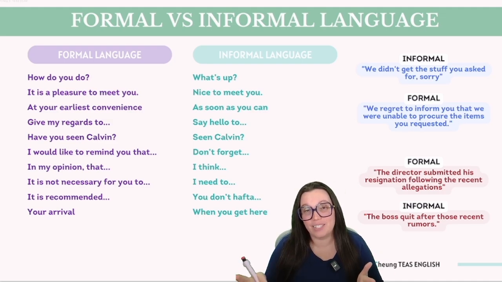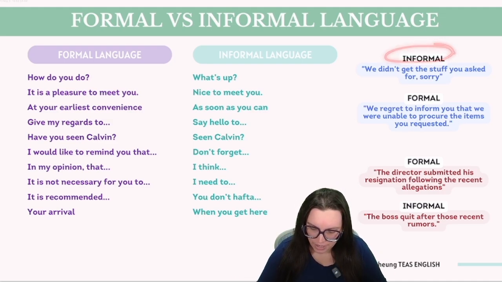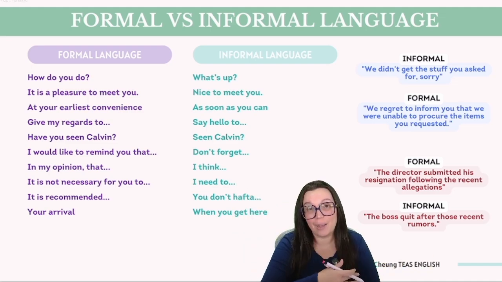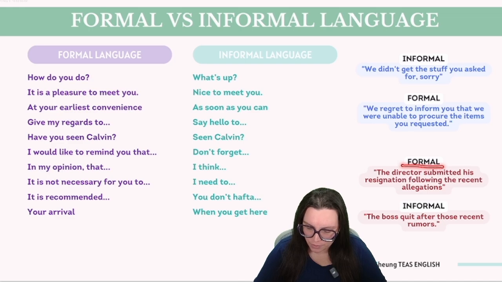So some examples of this could be, if we have an informal phrase, "We didn't get the stuff you asked for, sorry," we can make it more formal: "We regret to inform you that we were unable to procure the items you requested." And then if we're going in the opposite direction, starting with a formal phrase, "The director submitted his resignation following the recent allegations," we can make it informal by saying "The boss quit after these recent rumors."